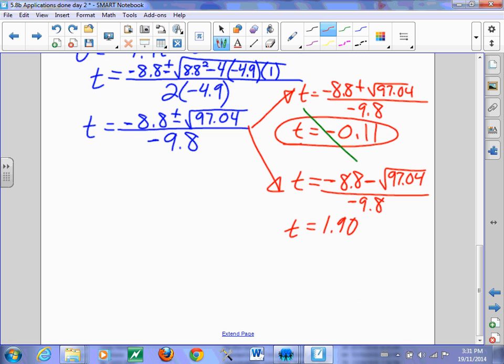What does that mean? Therefore, she reaches 2 meters at 1.90 seconds.